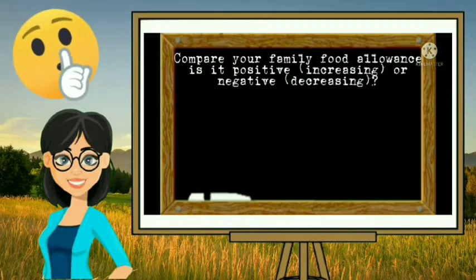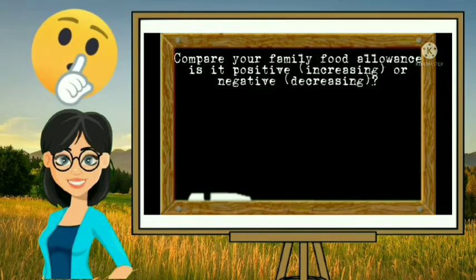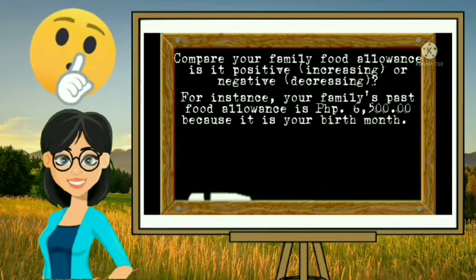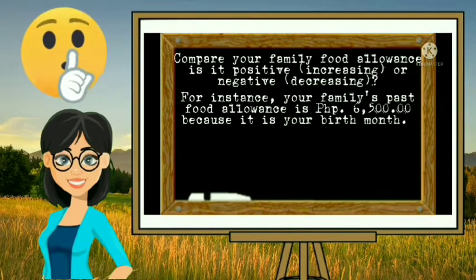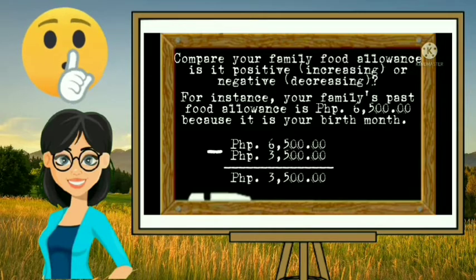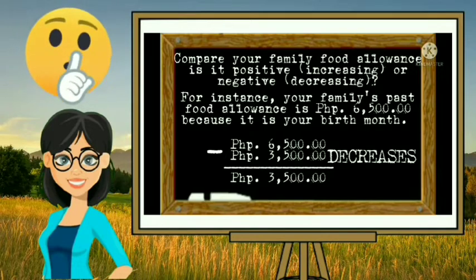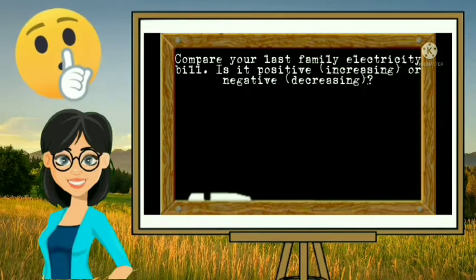Now, compare your last family food allowance. Is it positive increasing or negative decreasing? For instance, your family's past food allowance is 6,500 because it is your birth month. It means that it decreases 3,500 this month, right?